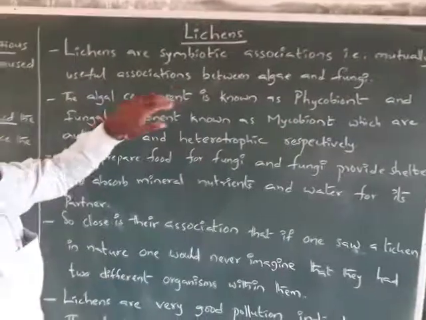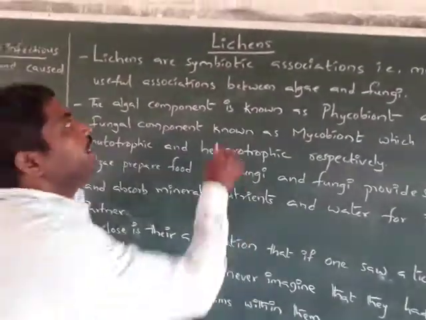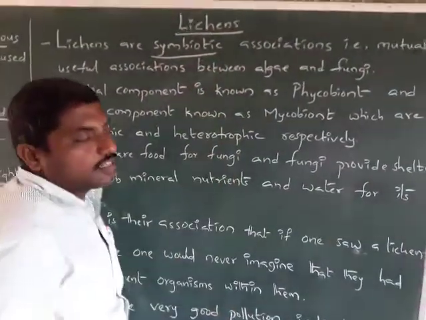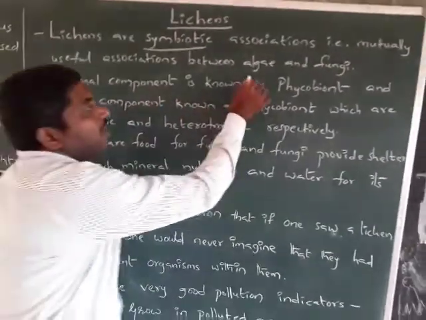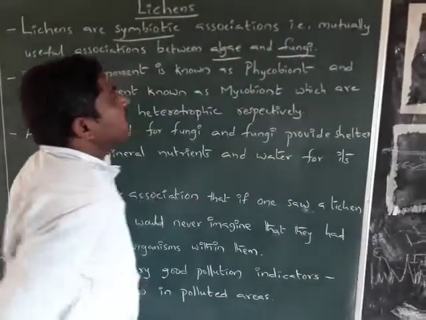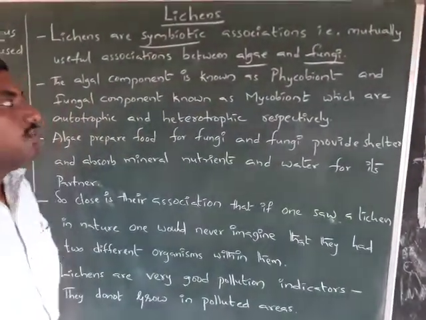Okay. Next, coming to the lichens. Lichens are symbiotic associations, a mutually useful association between algae and fungi.